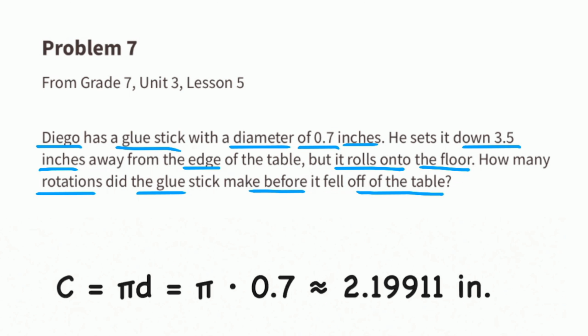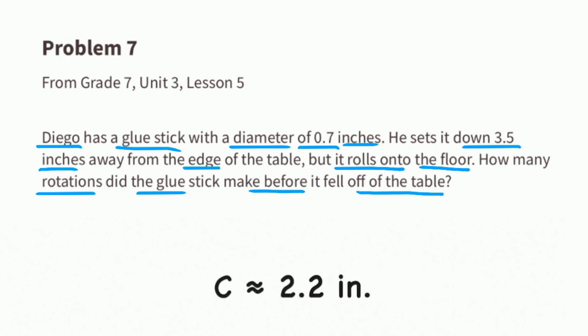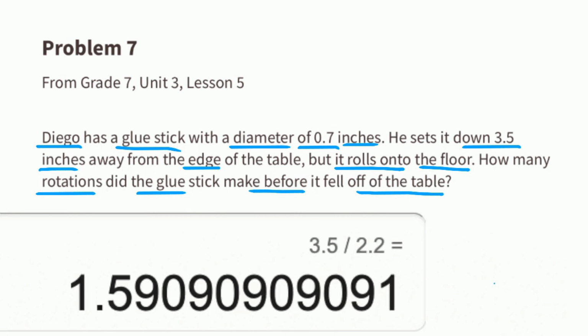Since the glue stick was rolling, we need to know the circumference of the glue stick. The circumference is pi times the diameter, which equals approximately 2.2 inches. Which means the circumference of the glue stick is approximately 2.2 inches. Since the glue stick was placed 3.5 inches away from the edge of the table, it was able to make approximately 1.6 rotations, because 3.5 divided by 2.2 is approximately 1.6.